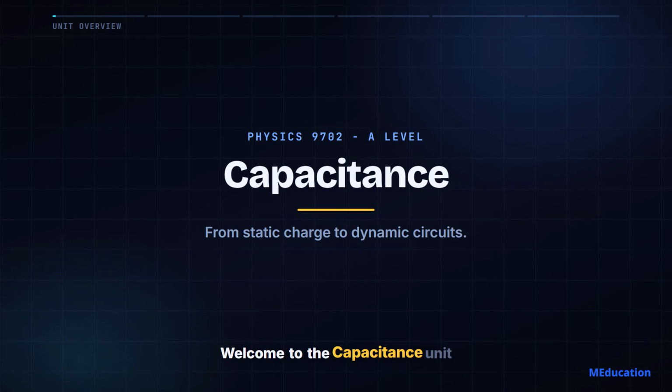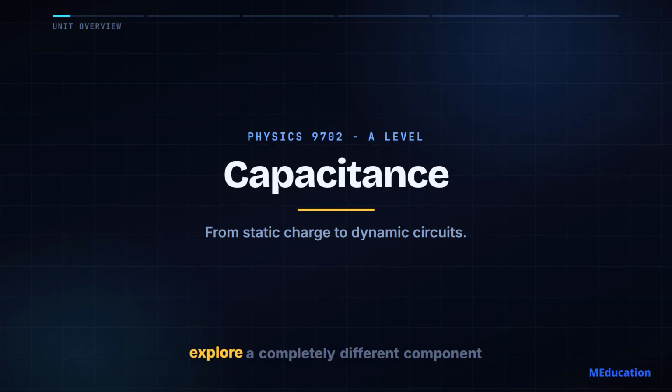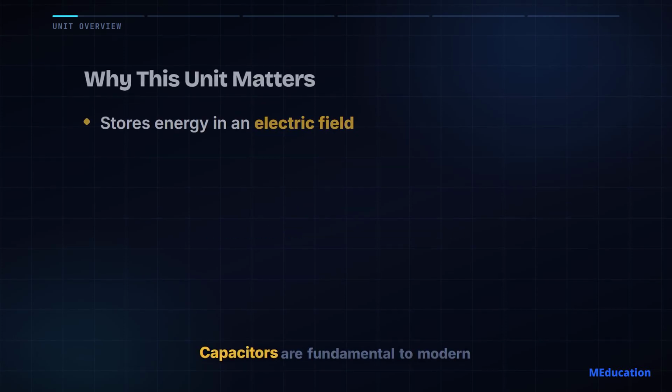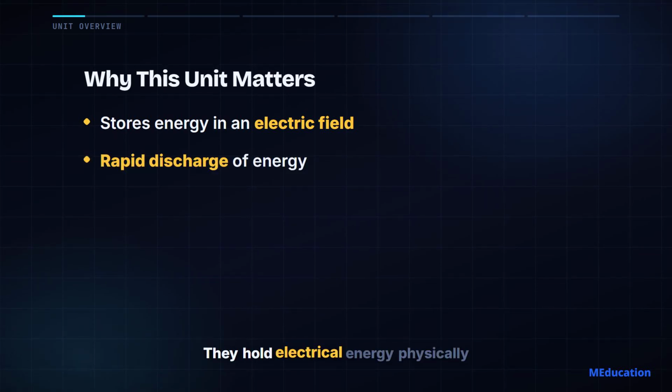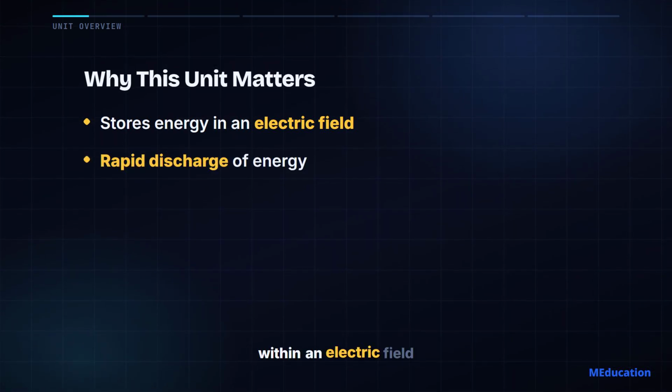Welcome to the capacitance unit. In your previous studies, you learned how resistors dissipate energy in steady-state circuits. Now, we are going to explore a completely different component, one that stores energy. Capacitors are fundamental to modern electronics. They hold electrical energy physically within an electric field.